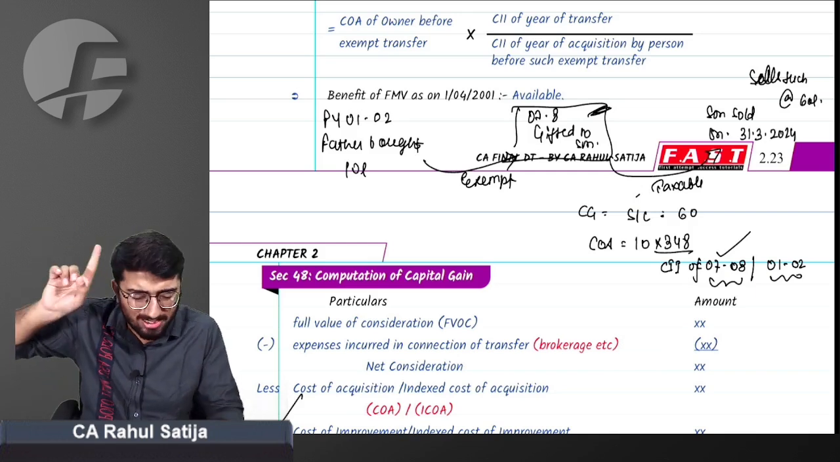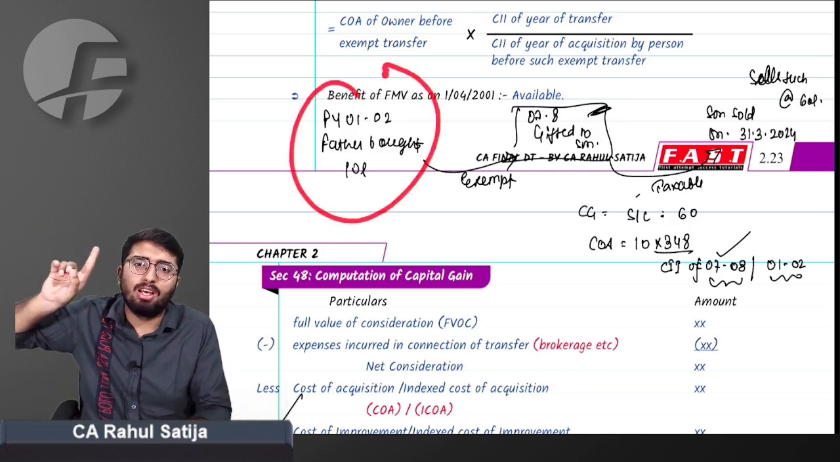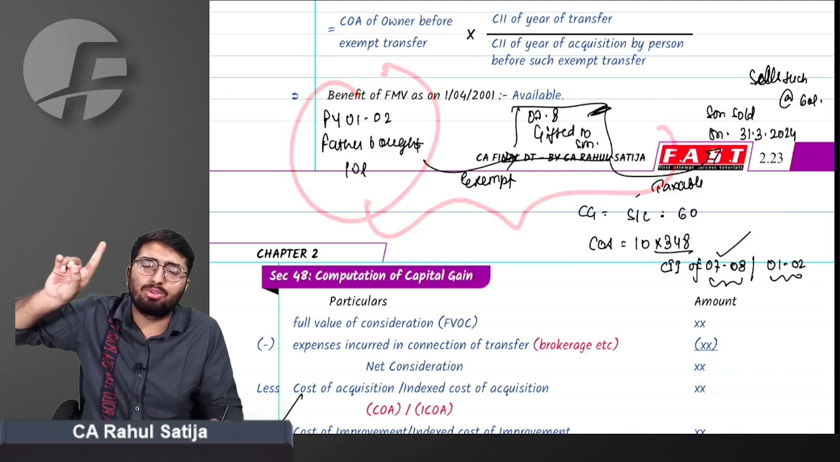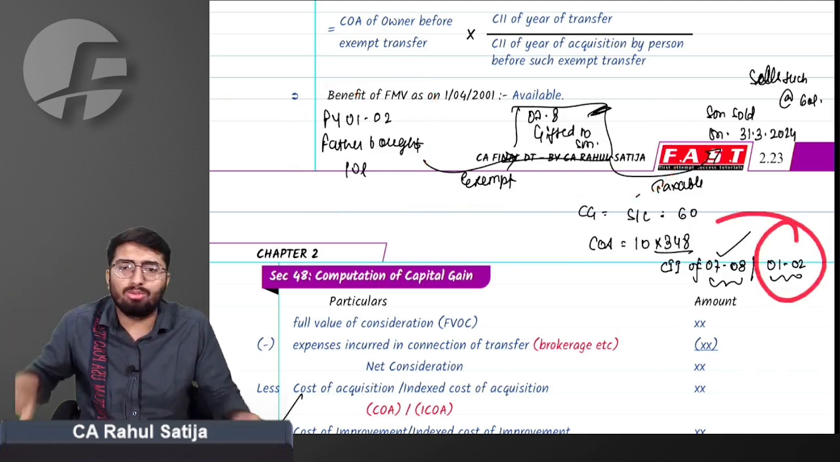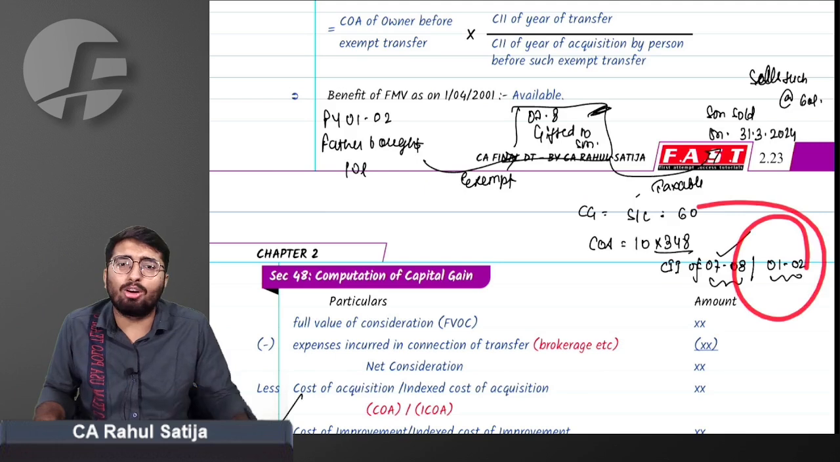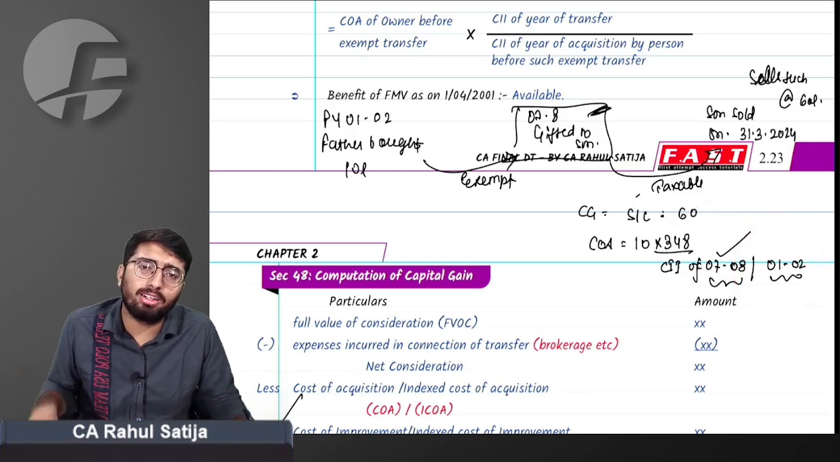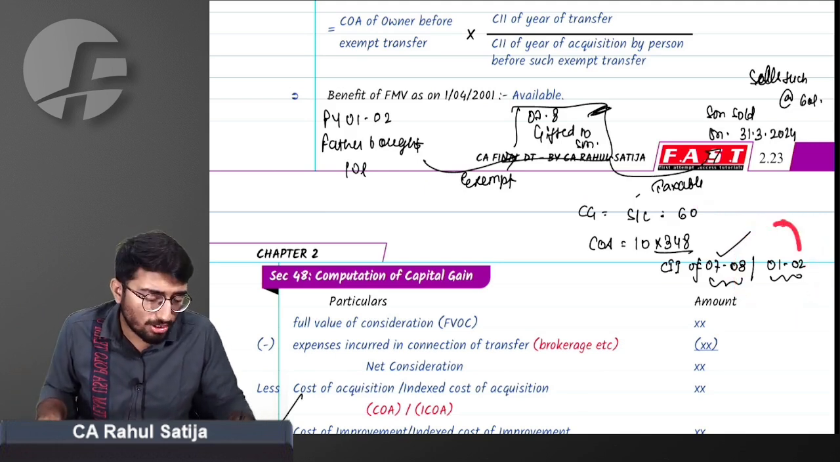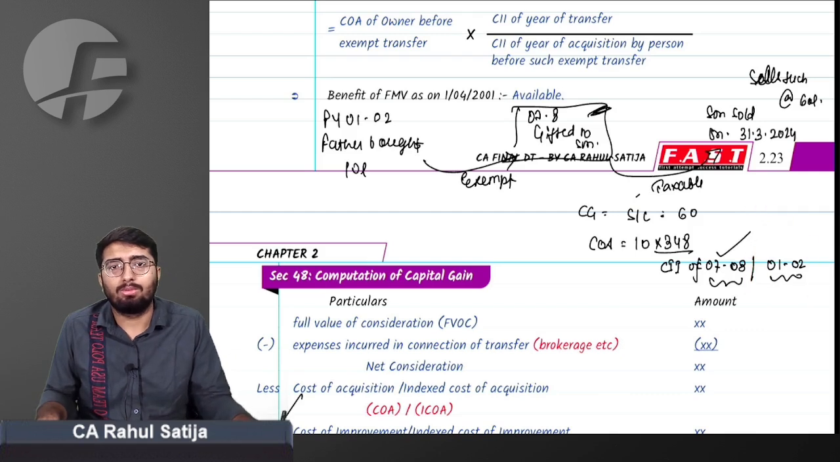But is it correct? Because you are considering the cost of acquisition of your previous owner, and the period of holding of your previous owner. Why not indexation from the previous owner? Because my father actually bought it. No, I did not buy it, my father bought it. Why not indexation from previous year 1, 2?